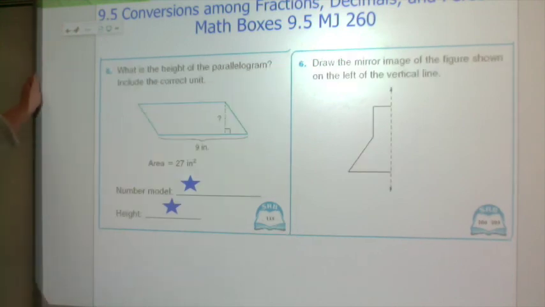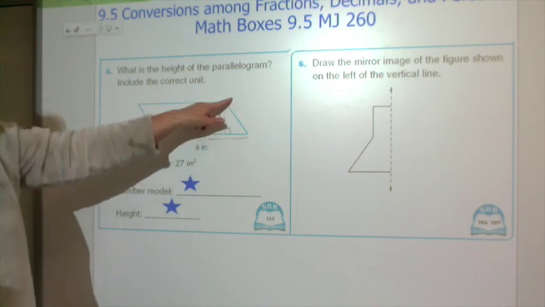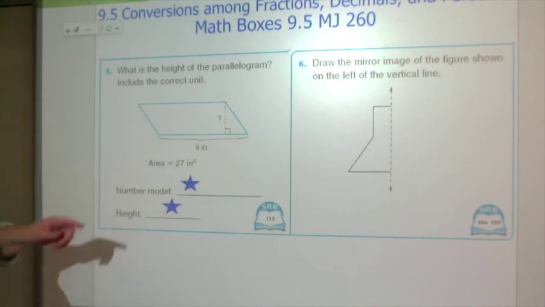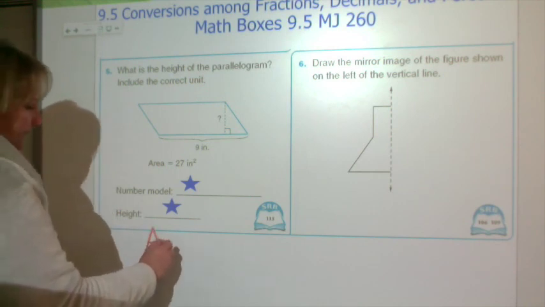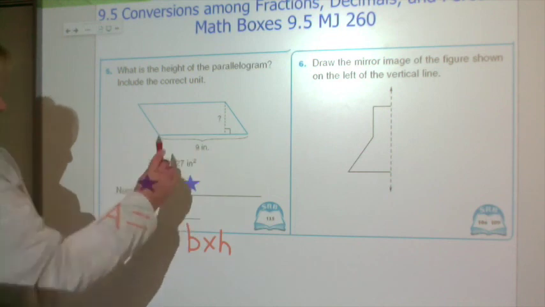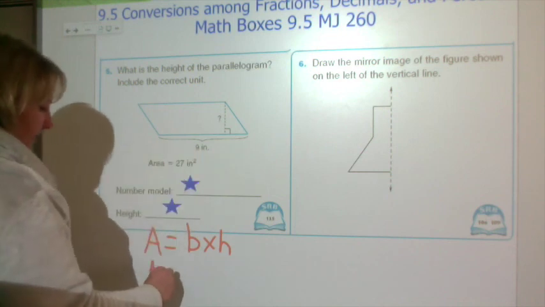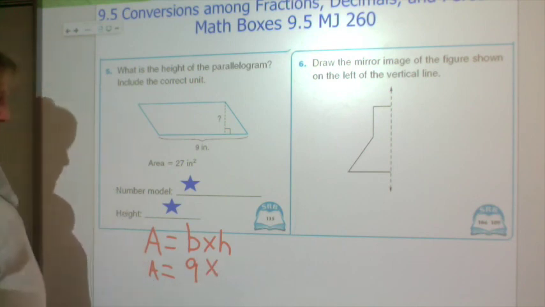And number 5, what is the height of the parallelogram, including the correct unit? So first of all, we know that the total area is 27. And we know that area is base times height. If we know the base is 9, what would the height be?